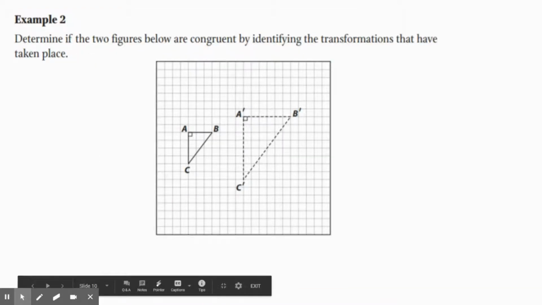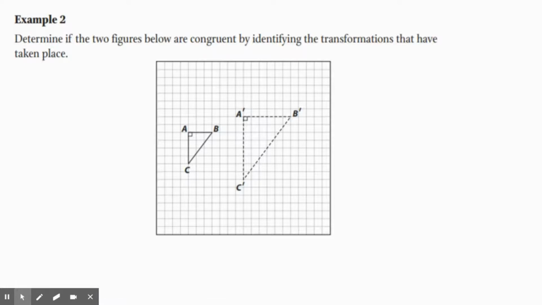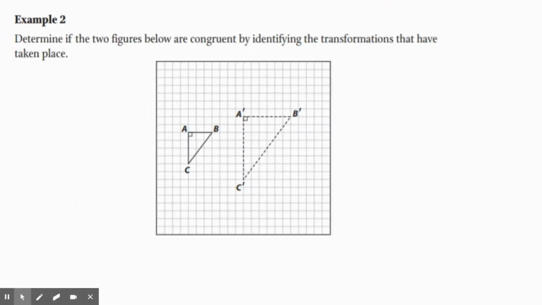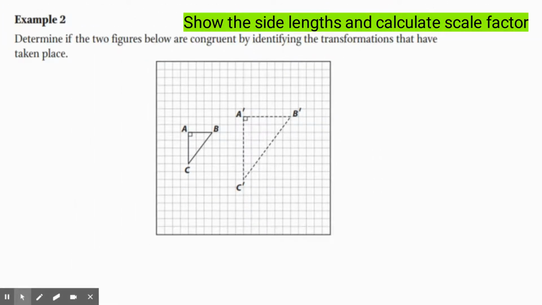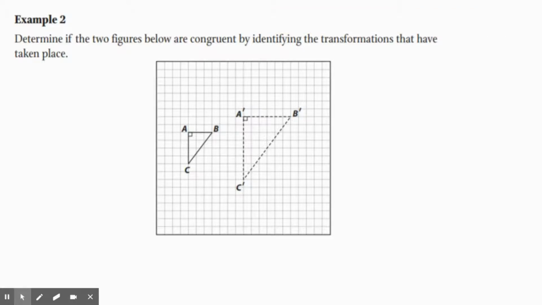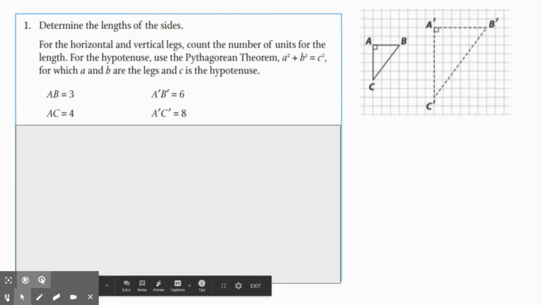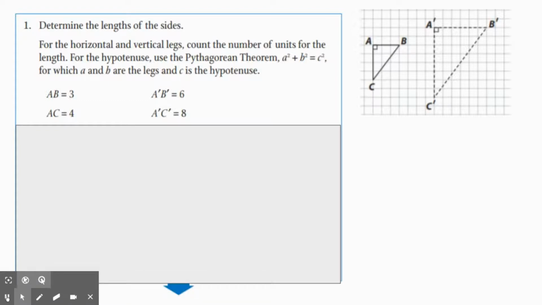Example 2 has triangle ABC and triangle A prime B prime C prime, and we're going to determine whether the figures are congruent. Some of you will say right off the bat that they are not congruent, but we're going to go a step further. I want the actual distances so we can see if we can develop a scale factor. The distance from A to B is 3, and the distance from A prime to B prime is 6. Obviously not congruent, so this is going to be a non-rigid transformation. The distance from A to C is 4, and the distance from A prime to C prime is 8.